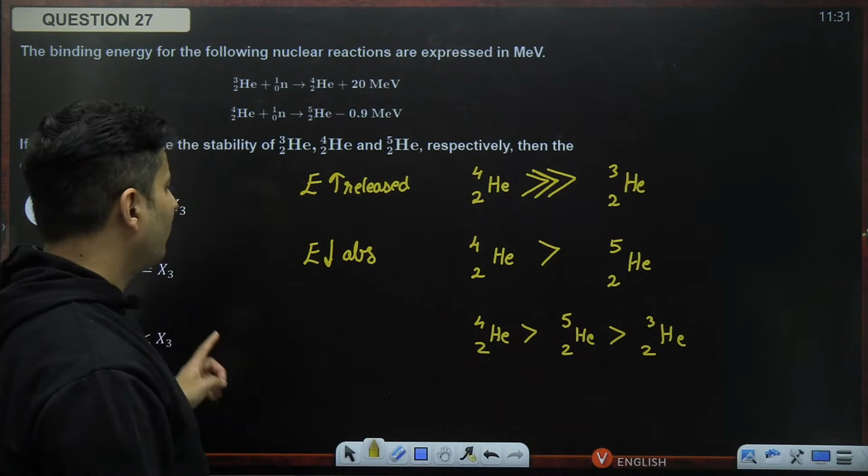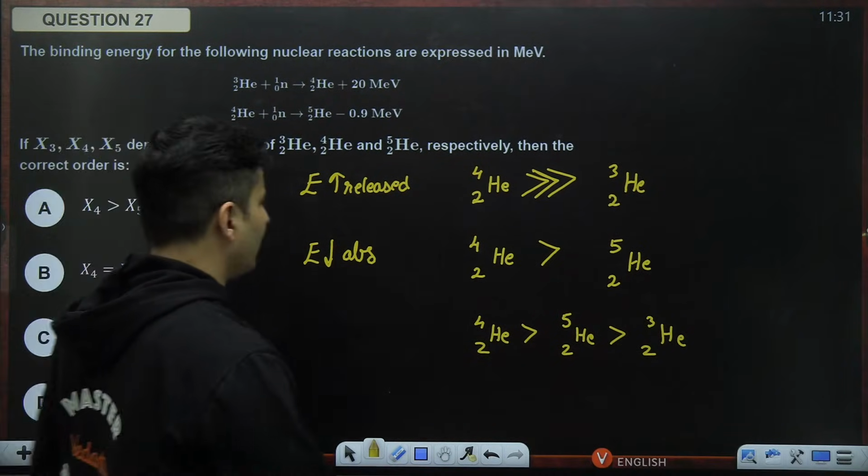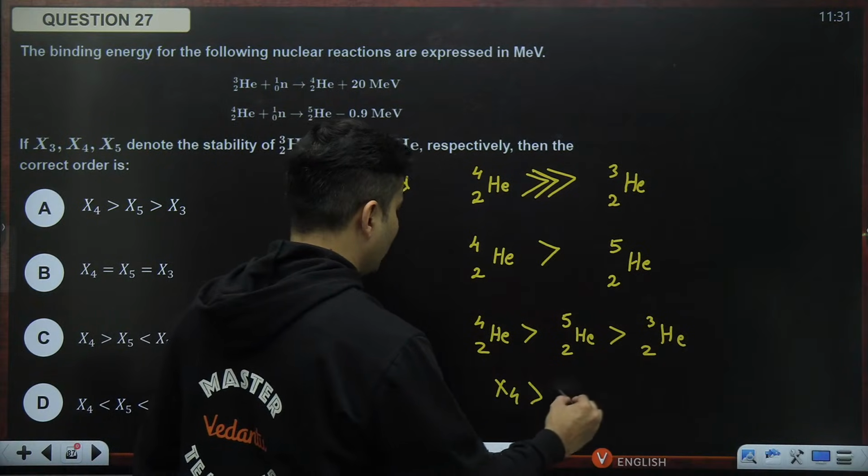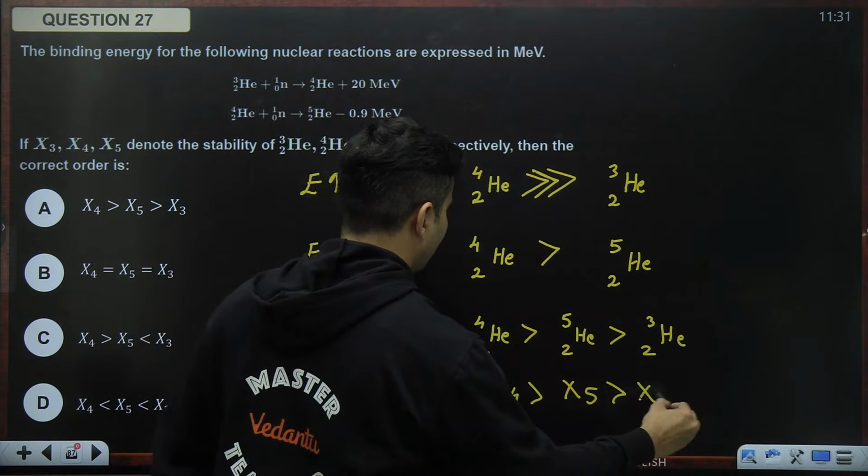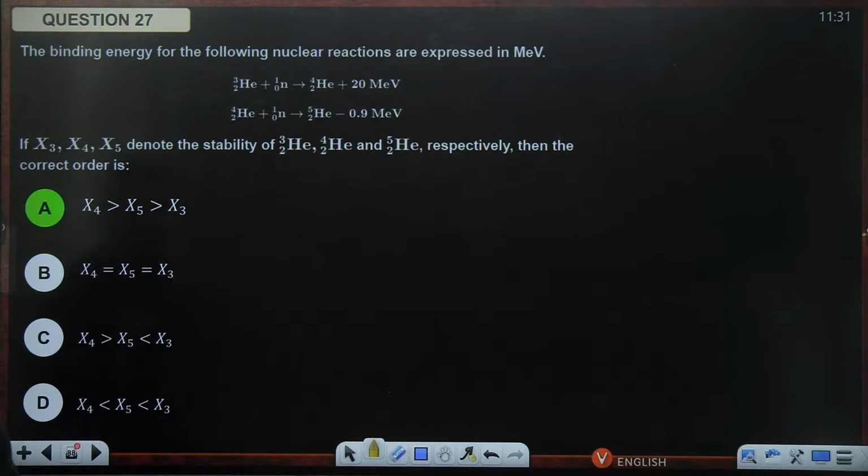And then 4, 5, 3, I think they had given 4, yeah. So this will be x4 more than x5 more than x3. 4, 5 and 3. Perfect. That is the correct answer.